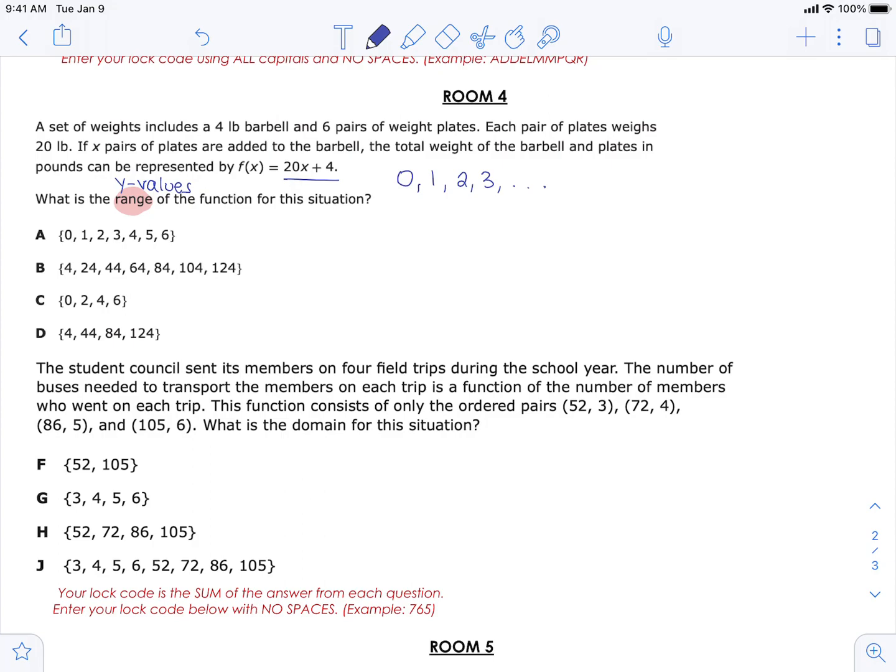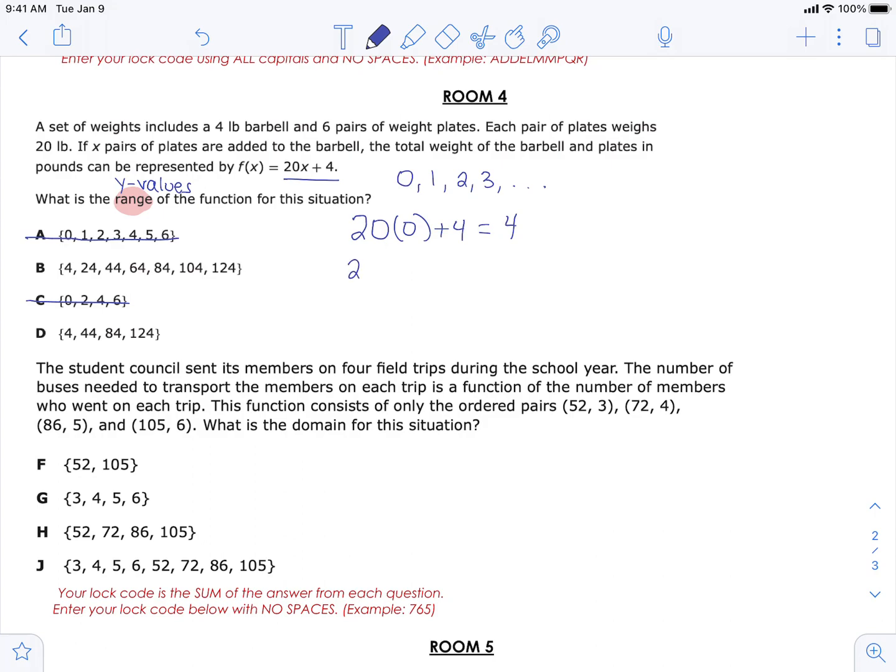So if I do 20 times 0 plus 4, 20 times 0 is 0, plus 4 is 4. My first range value is going to be 4, which can eliminate answer choice A and answer choice C, because even if I don't have any weights on there, the barbell's still going to be 4 pounds.